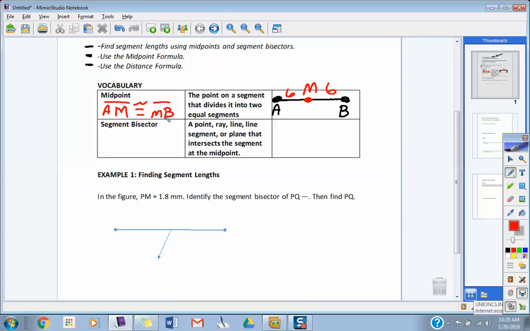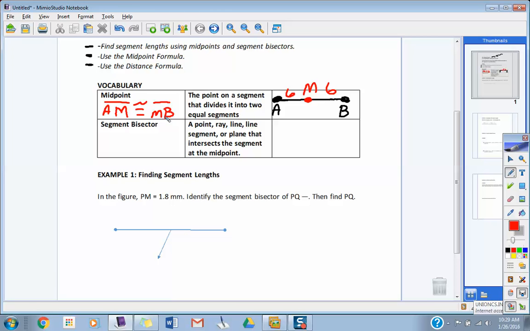What's the distance from A to B? Think last section. 12, right? 6 plus 6. Okay? So this M is a midpoint if you can put it on that segment AB and divide it into 2 equal segments right here.